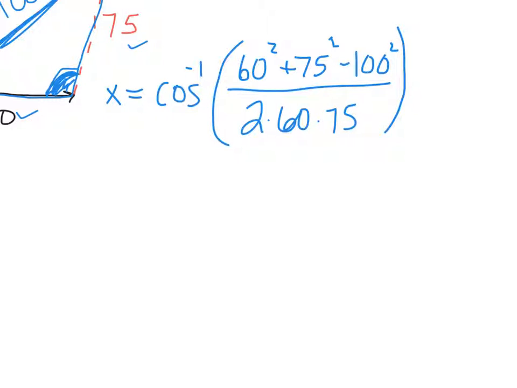Okay, so I'm going to put all this into my calculator, take the inverse cosine of this thing. So bear with me 1 second while I put it into my calculator. 60 squared plus 75 squared minus 100 squared divided by 2 times 60 times 75. That gives me an angle of basically 95 degrees, 94.9. So if we round to one decimal, that would be 95 degrees.